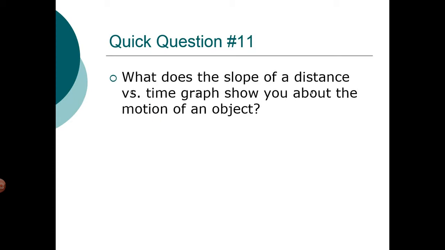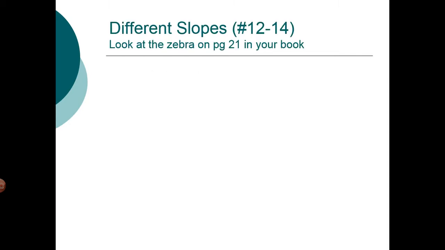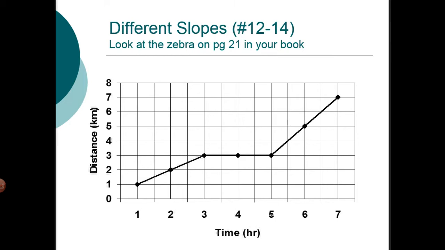Then look at question 11. What does the slope of a distance versus time graph show you about the motion of an object? It tells you the speed. The slope is simply the hill, the upward motion of the line on a graph. For questions 12 through 14, look at the zebra on page 21 in your textbook. You should see a graph that looks similar to this, although it's marked out in different colors to kind of make it easier to read.